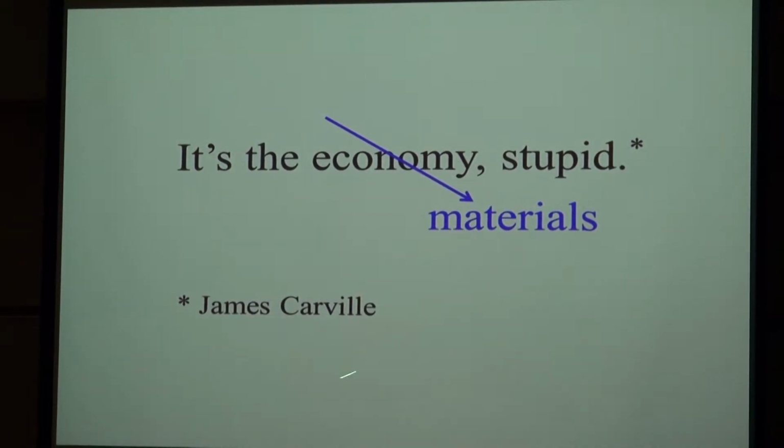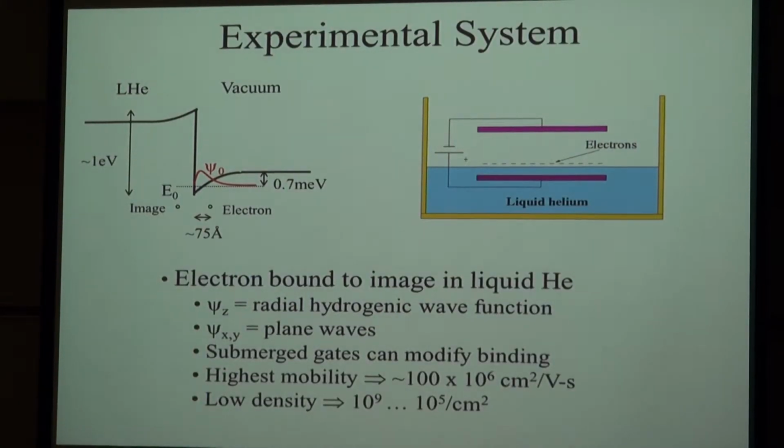So some of you may remember that there was a well-known statement, "It's the economy, stupid." I had to give a talk about materials issues for donors and phosphorus. It turns out materials, as in anything, when you're going to try and make a big system, it comes down to materials. You have to get all the materials working just right. And so part of what I'm going to talk about is that we're going to try and work our way around some of the materials issues. And the way we're going to do that is float electrons on helium.